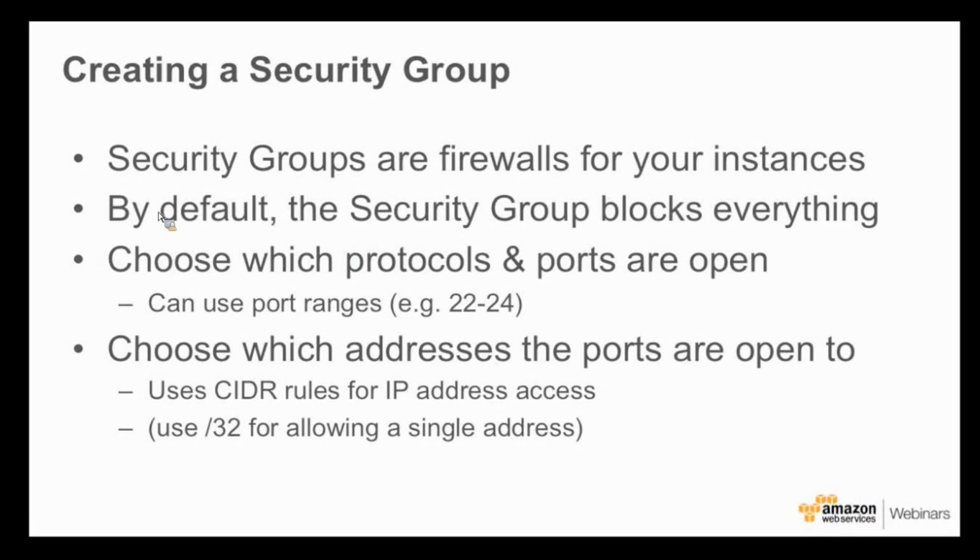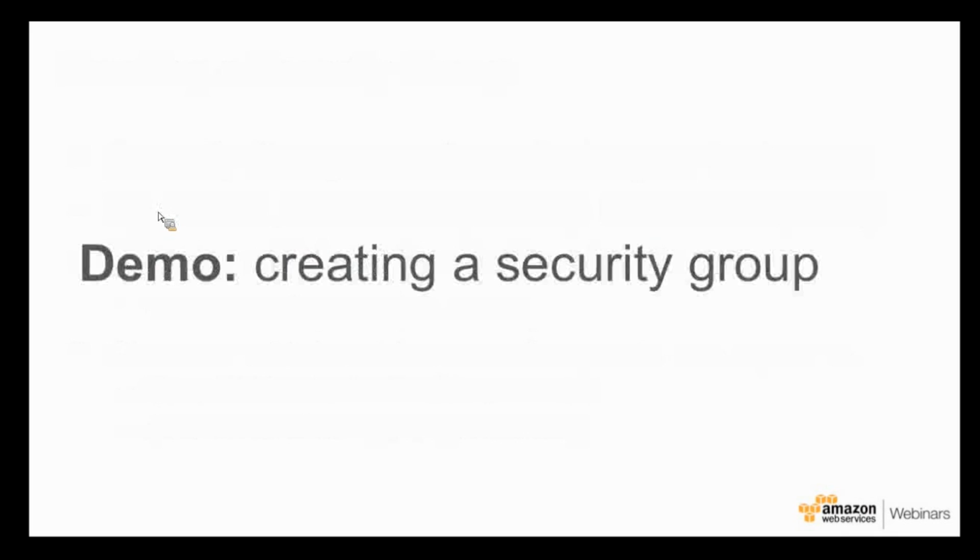You also get to choose which addresses the ports are open to, and you use CIDR rules to decide which address space or individual addresses can get access. And this will make more sense in a second when we have a look at it. But long story short, what we're doing is deciding on a per protocol basis who and what can get at that instance. And by default, everything is locked down. So let's create a security group.